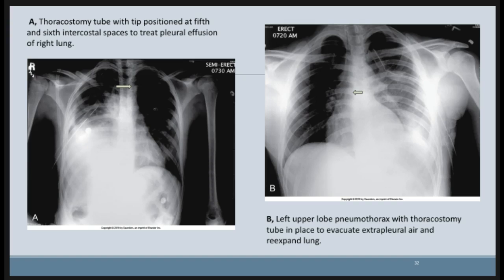And here are some thoracostomy tubes. The one on the left, the tip is positioned at the 5th and 6th intercostal spaces to treat the pleural effusion, which is all of this, in the right lung. So you can see where the chest tube is right here. And on the left one, the upper lobe has a pneumothorax, and the thoracostomy tube goes in here, and it goes into the upper part to get the extrapleural air out and re-expand the lung.